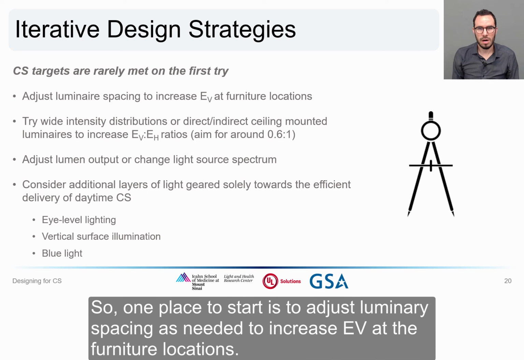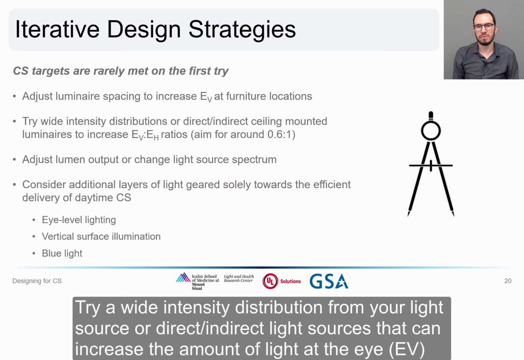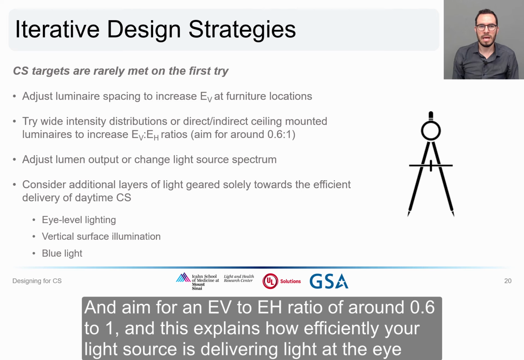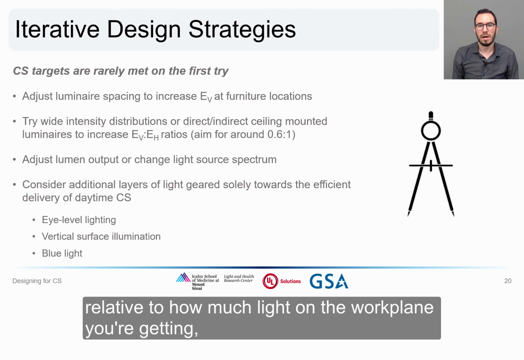So one place to start is to adjust luminaire spacing as needed to increase EV at the furniture locations. Try a wide intensity distribution from your light source, or direct-indirect light sources, that can increase the amount of light at the eye, EV, relative to the amount of light you're getting on the work plane. And aim for an EV to EH ratio of around 0.6 to 1. This explains how efficiently your light source is delivering light at the eye relative to how much light on the work plane you're getting.